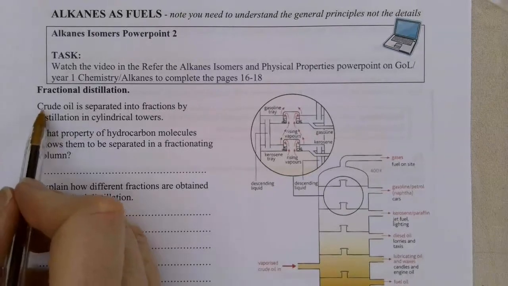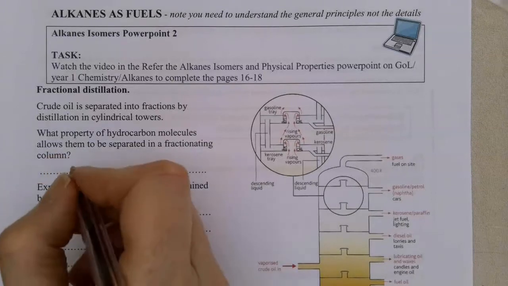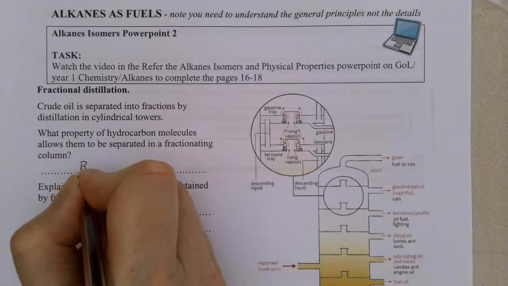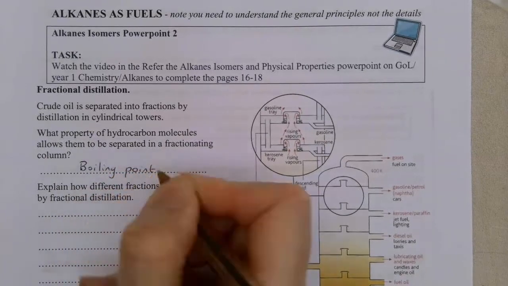So crude oil, which is our starting material, can be separated into different fractions by this fractional distillation. Now the property of the hydrocarbon molecules that allows them to be separated in this way is the fact that they have different boiling points. So it's their boiling point that allows them to be separated.